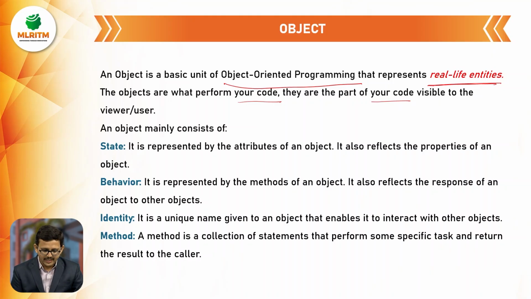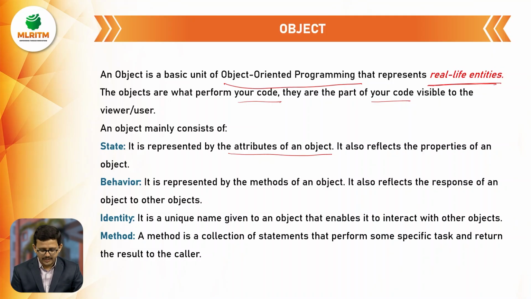An object mainly consists of state, behavior, identity, and method. State means the state in which the object is. It is represented by the attributes of the object. Next, behavior. It is represented by the methods of the object. It represents what they are going to carry out, what is their specific function in the given code. Next, we have the identity. A unique name is given to every object so that redundancy does not occur.